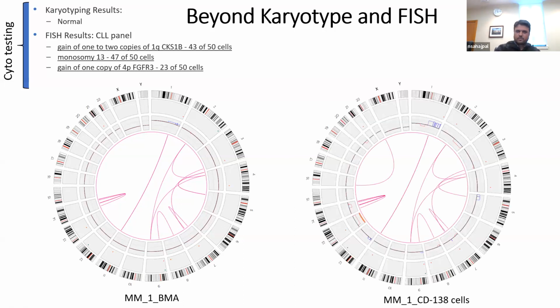But what would be of more interest here is that we were able to isolate DNA from the CD138 isolated cells. And you can see that the picture here is much more complex than what we get with FISH. So we can see the gain at 1q, the 4p FGFR3 gain, or the rearrangement here seen with this translocation. And we can see the monosomy 13, which was picked by FISH, but we can see the genome is much more complex.